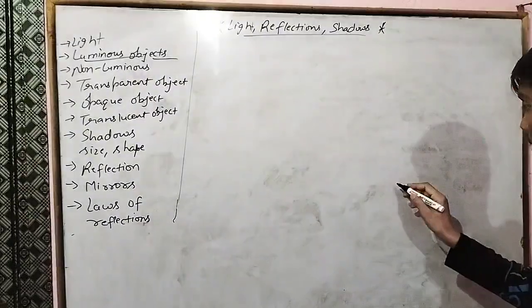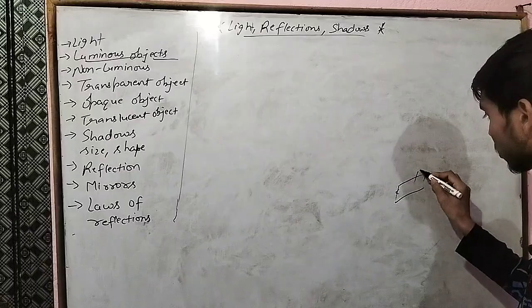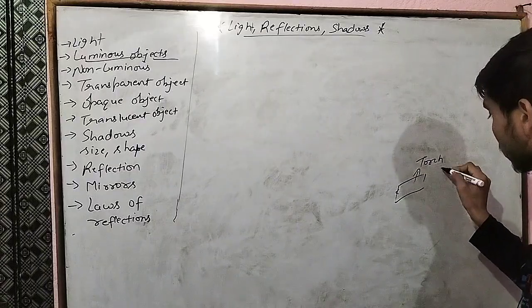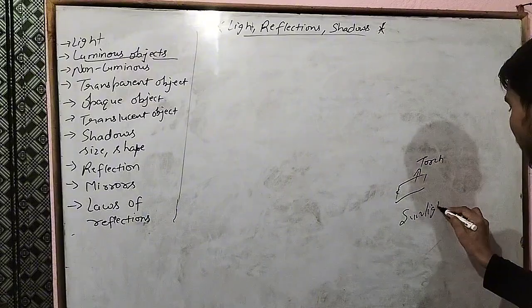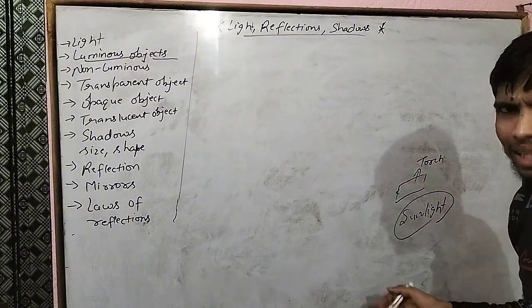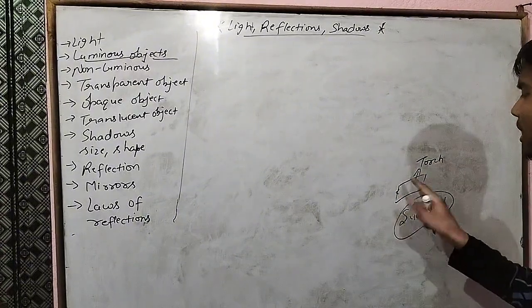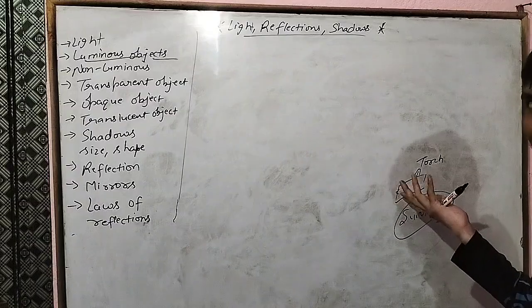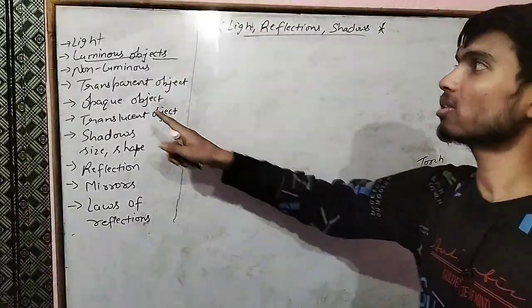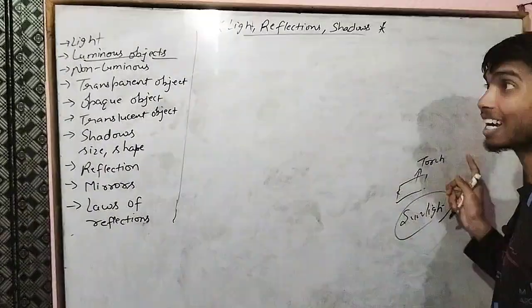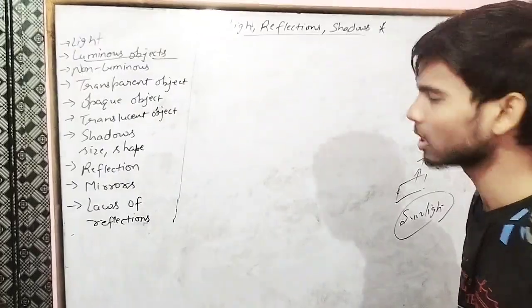Clear? For example, a torch. This is a torch. A torch has its own light. The sun also has its own light. The sun can emit its own light. A torch can also emit its own light. That's why this is the definition of luminous objects. So these are examples of luminous objects.